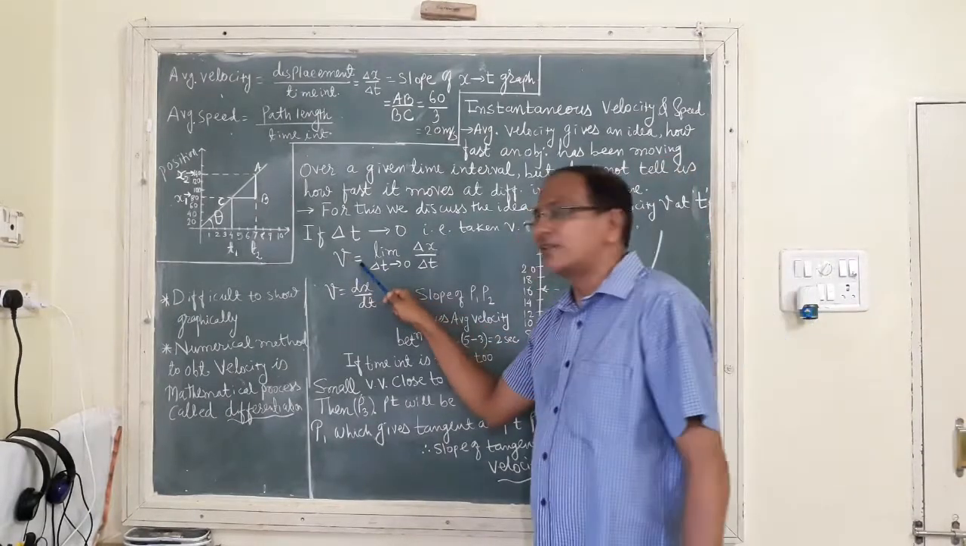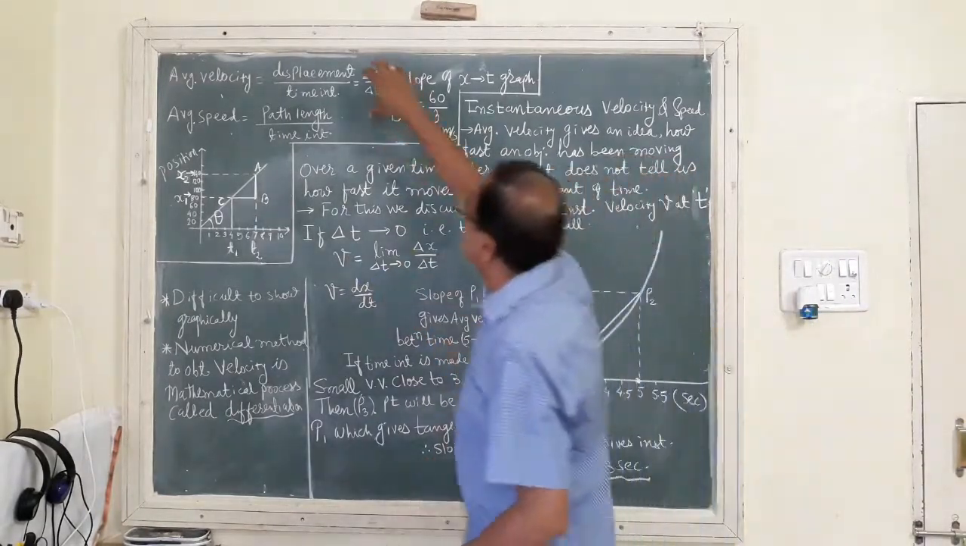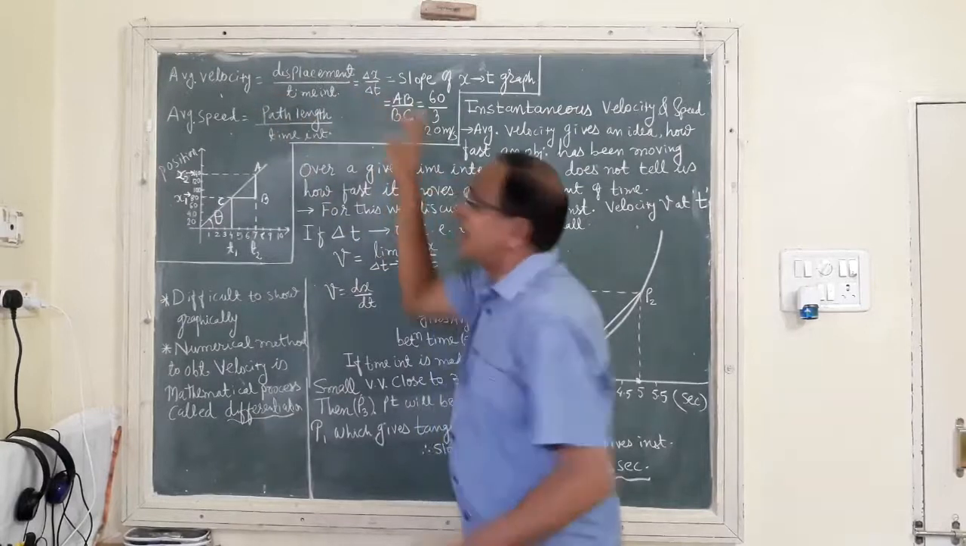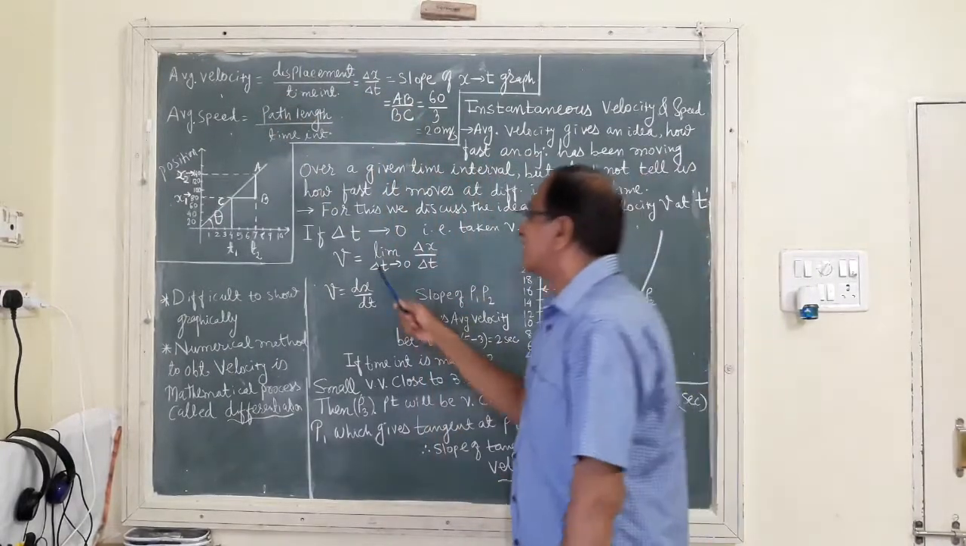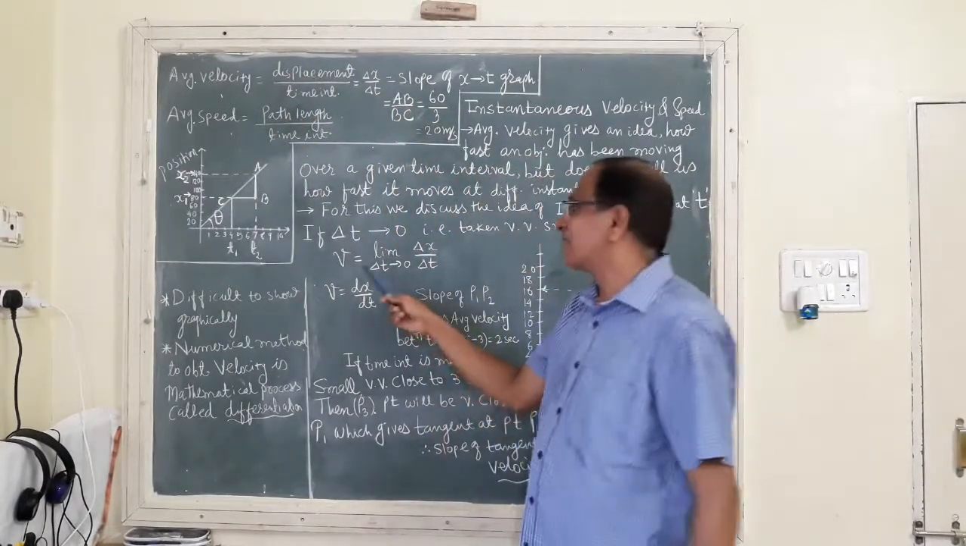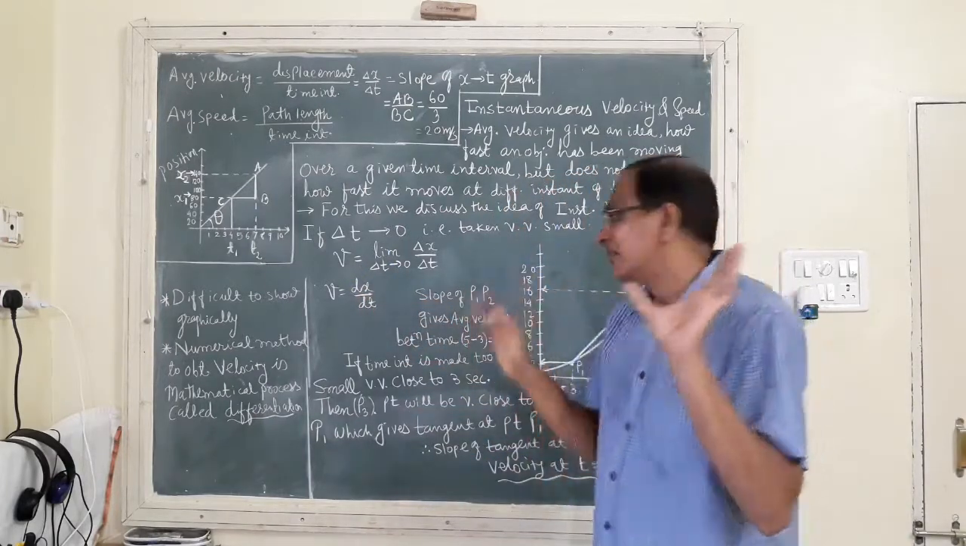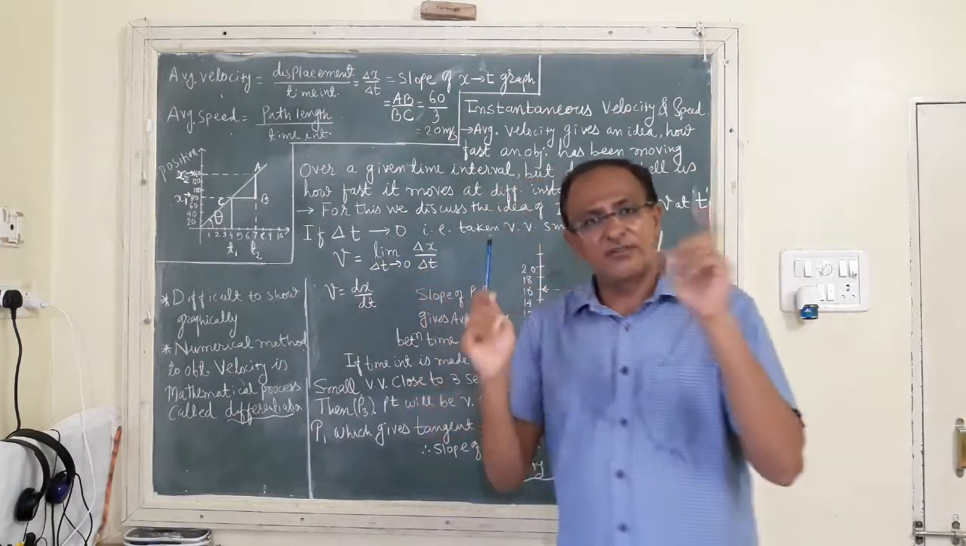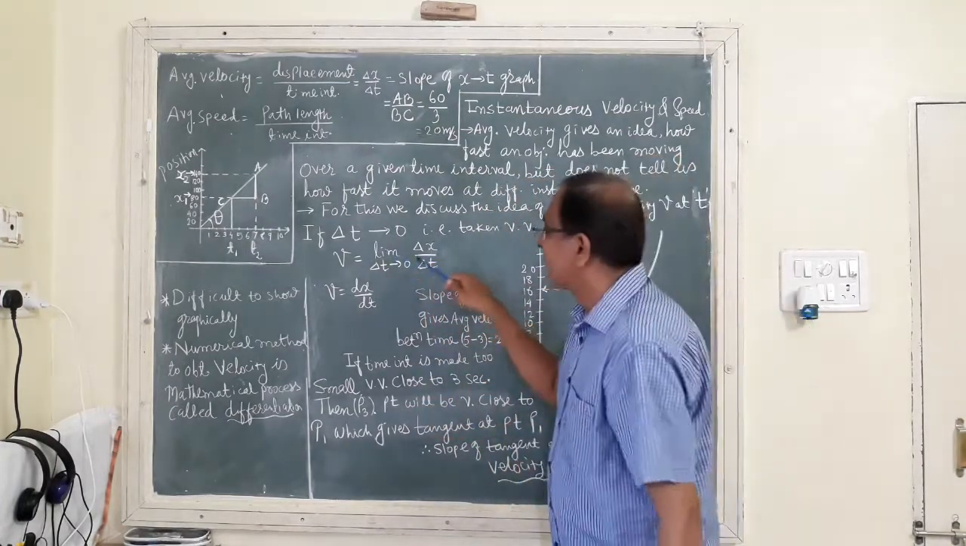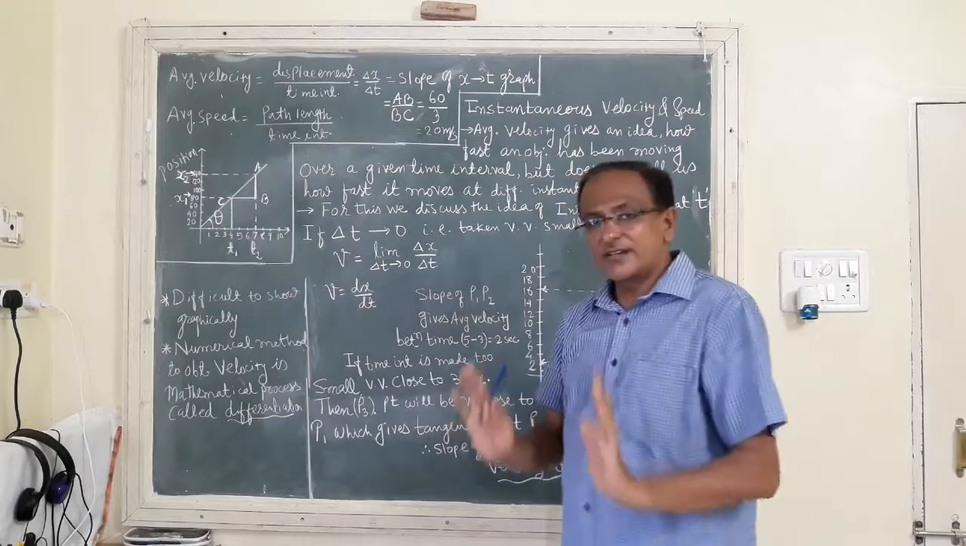So V is equal to just this equation only. V is equal to delta x upon delta t. But we put this condition here: V is equal to limit delta t tends to 0. It is written like that, limit delta t tends to 0. You will study this in mathematics. That is delta x upon delta t.